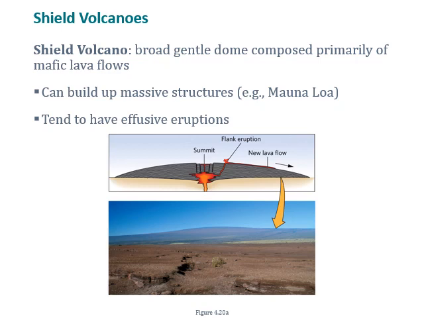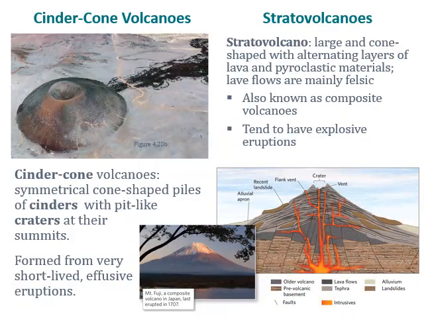For example, Mauna Loa in Hawaii is the largest shield volcano on Earth, and it is made of mafic lavas that have gently flowed out of the summit of Mauna Loa over periods of thousands, millions of years. These tend to have effusive eruptions. Cinder cone volcanoes are symmetrical cone-shaped piles of cinders or ash with pit-like craters at their summits. These form from very short-lived effusive eruptions.